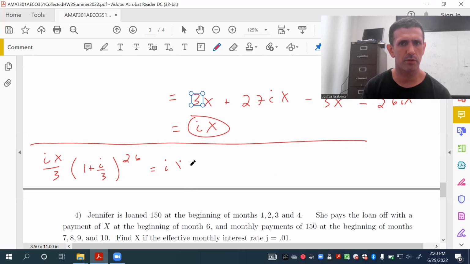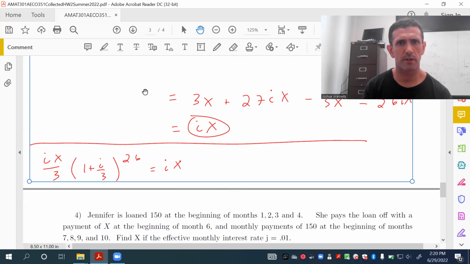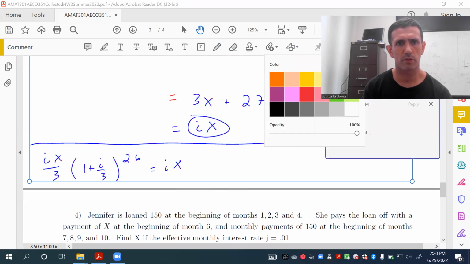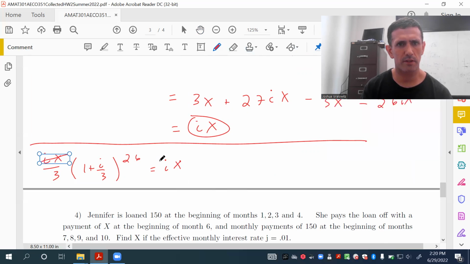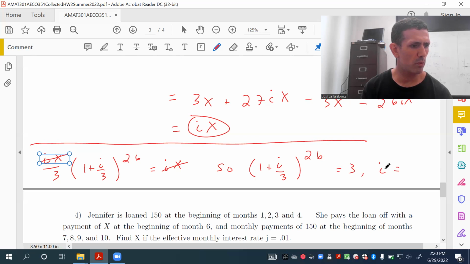So having some pen issues. Oh, there we go. Yeah, so cancel the Ix. Multiply by 3. So it's going to be 0.12948. About 13%.